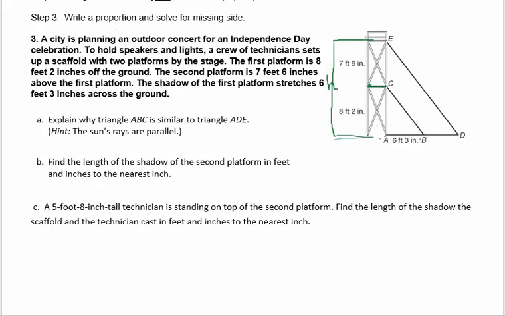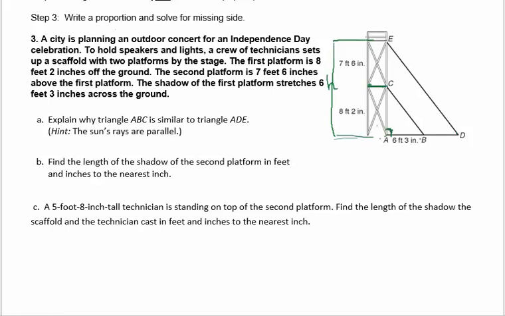So first of all, how do we know that these two triangles are similar? In other words, how do we know that triangle ABC is similar to triangle ADE? And the hint is that the sun's rays are parallel. So this is going to be the same as the reasons that your other two triangles are similar. We have a shared angle here.